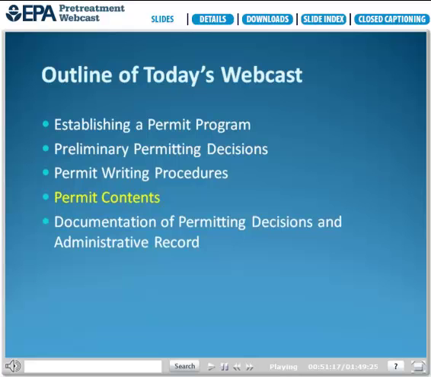Today I will be describing permit contents. The contents of a permit include the cover page, effluent limits, monitoring and reporting requirements, standard conditions, and possibly special conditions. Depending on the complexity of a permit, it can get pretty lengthy. Therefore, it is recommended that you put the most important information in the first few pages.